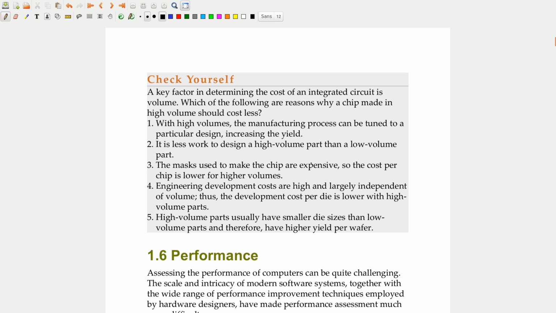The masks used to make the chips are expensive, so the cost per chip is lower for higher volumes. Yep, that's correct. Four, engineering development costs are high. That's absolutely true, and largely independent of volume. That's also true. Thus, the development cost per die is lower with high volume parts. That's correct. Gallium chips, gallium arsenide, yep.